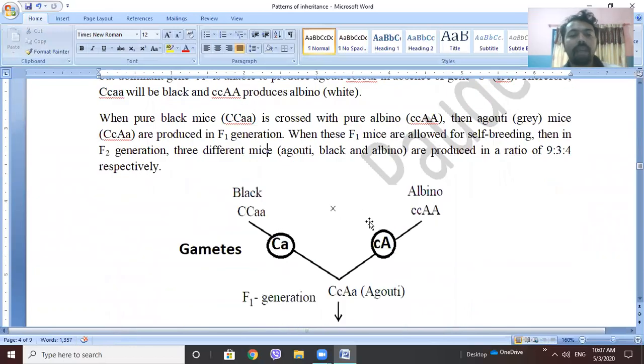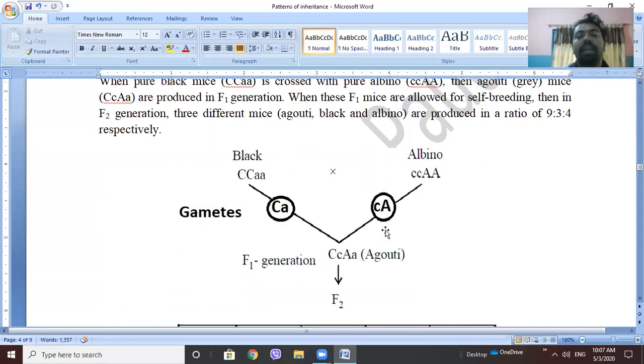So now let's look at this diagram. What has been done here: the pure black mice have two capital C, and the other dominant allele A is absent, so both are small a, small a. Now we cross this with pure albino mice, which is the recessive homozygous condition with dominant alleles A. Now its gametes will be CA, and the other is also CA, and vice versa.